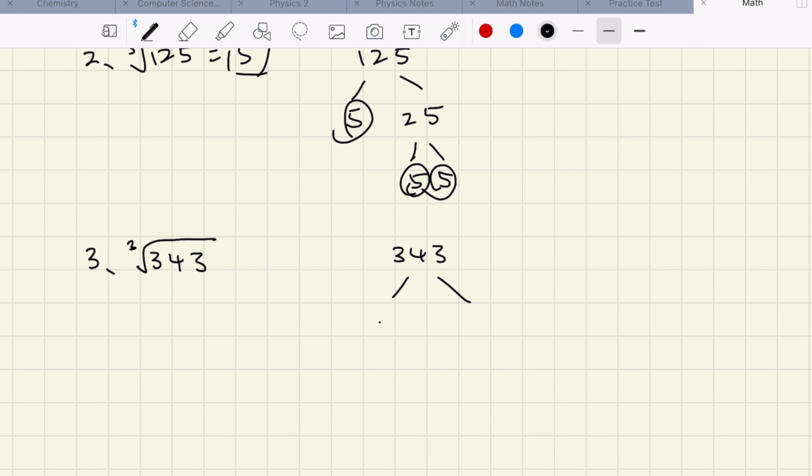So, one of the factors would be 7 and 49, right? And you can break 49 into 7 and 7, and you get 3 7s. So the cube root of 343 is 7.